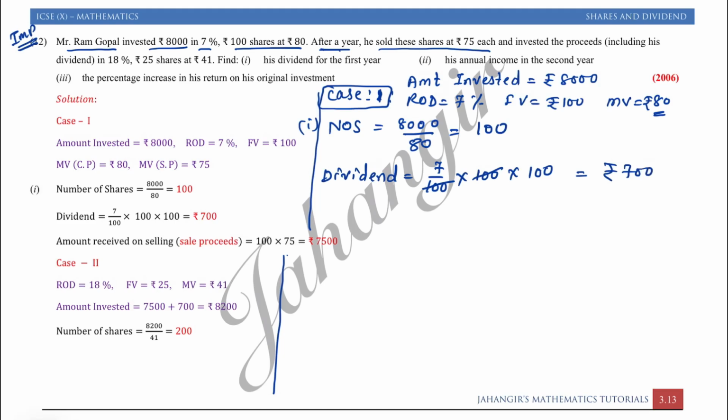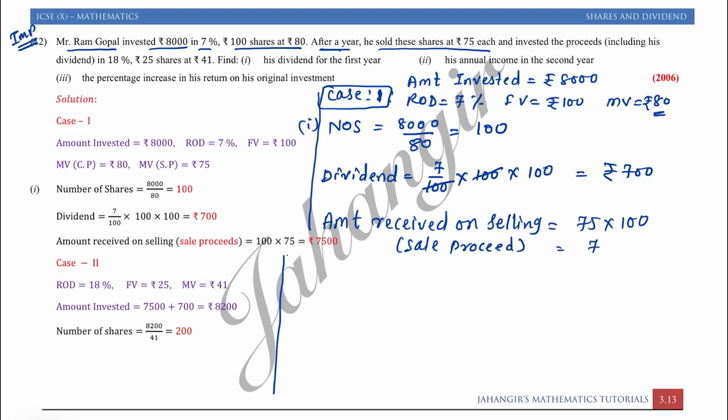Now he sold these shares when the price was rupees 75. So the amount received on selling, that is the sale proceed, is equal to 75 into 100 shares. This is called the sale proceed. Sale proceed is equal to rupees 7,500. Now we will take case 2.